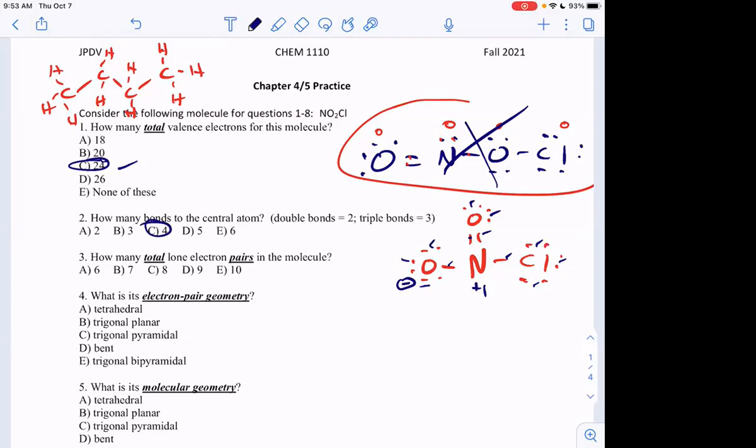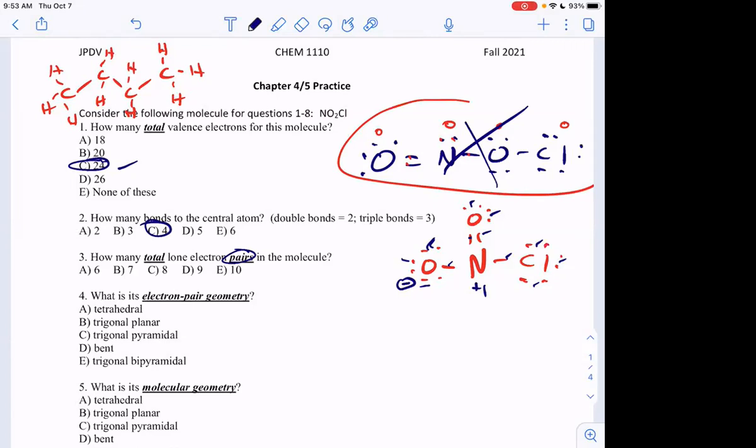How many total lone electron pairs in the molecule, total in the molecule? So now you got 1, and it says pairs. Read it carefully, very carefully. Some will say on the exam, pairs. Some will say electrons. How many electrons are around the central atom? Some will say electron pairs. Okay, just attention to detail. Just read the question carefully, answer what they're asking.